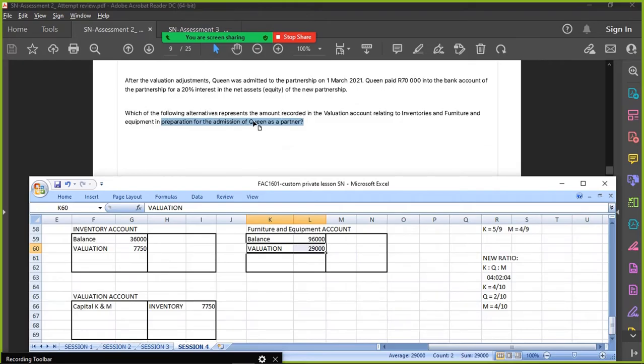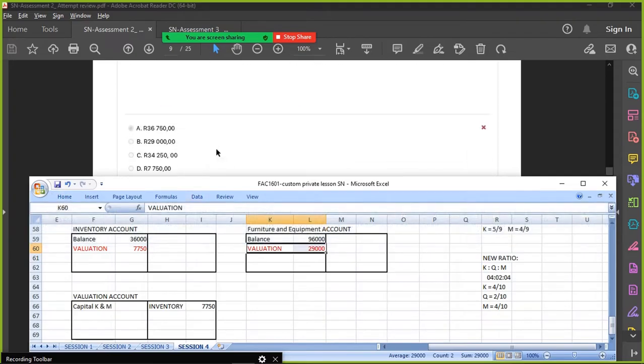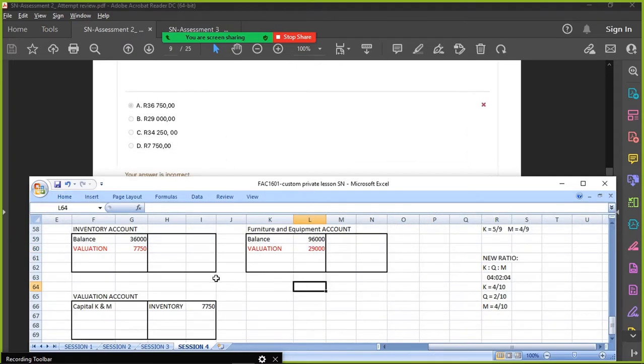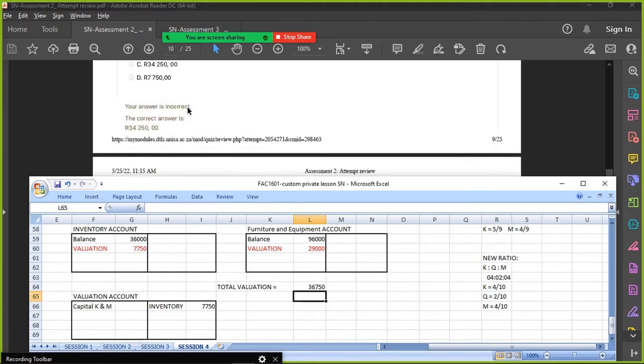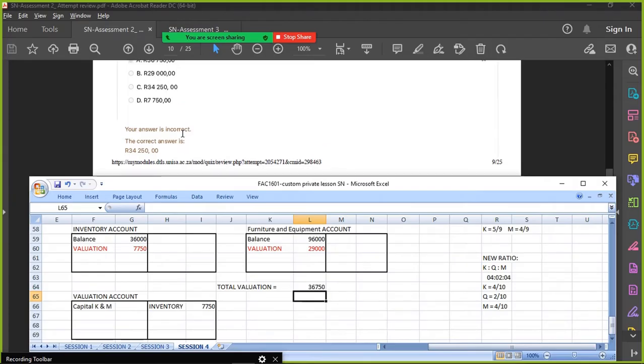Which of the following alternatives represents the amount recorded in the valuation account relating to inventory and furniture and equipment in preparation for the administration of Queen? So it'll be those two amounts added together. Make sense? Yeah. It looks like I have it right. Oh, hold on. They said the correct answer is 34,250.